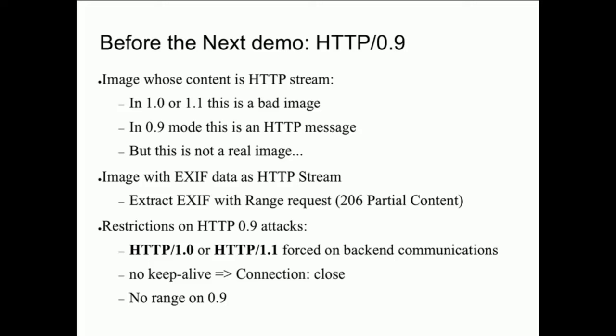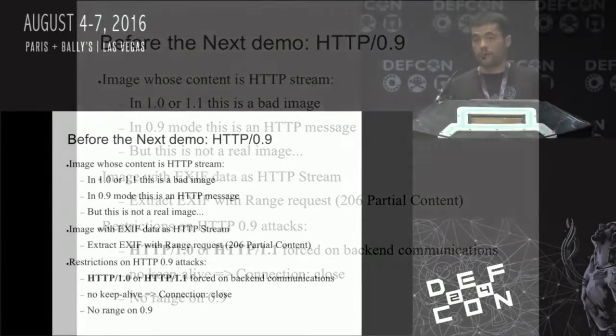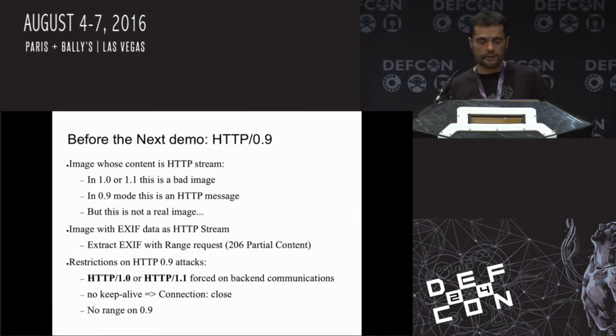You could also try to hide this HTTP message in the EXIF data of the image, and make a range query to get only this part of the image. So you get a real image, and if you request the right part of the image, you get an HTTP response. But you should not be able to do a range request in HTTP 0.9 mode.